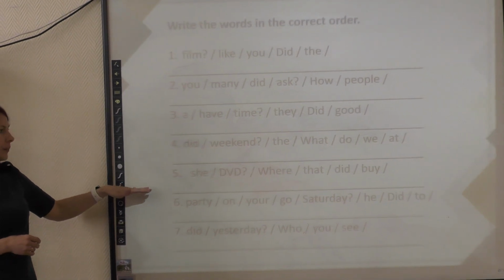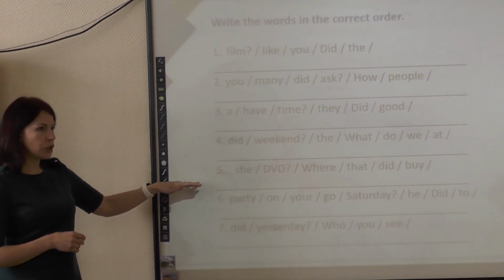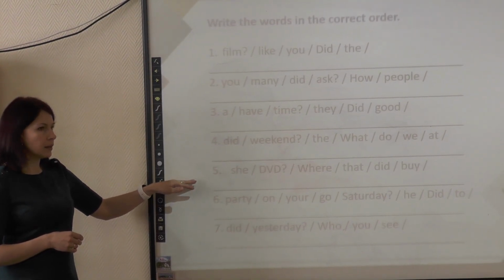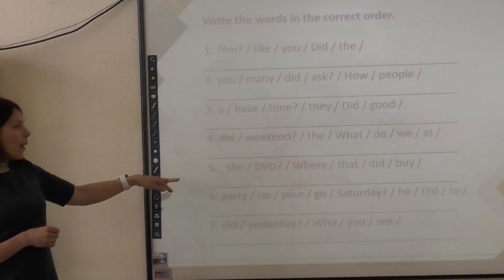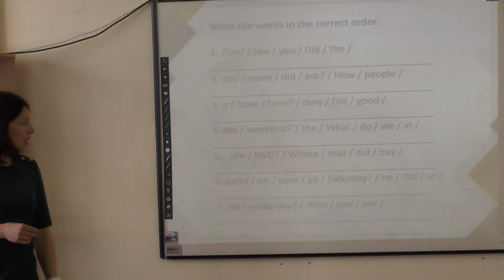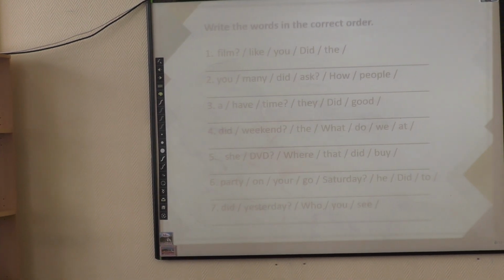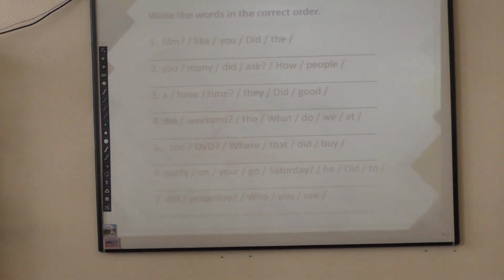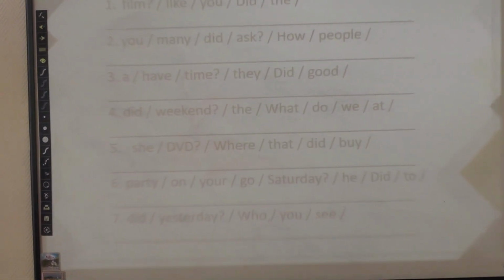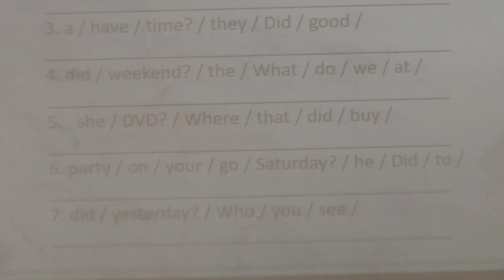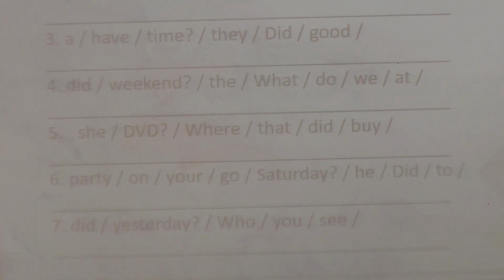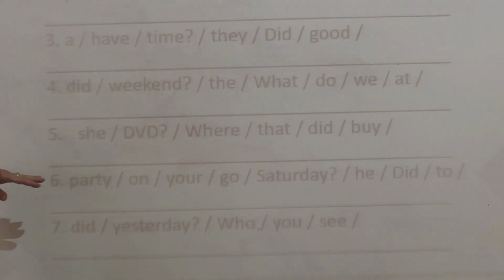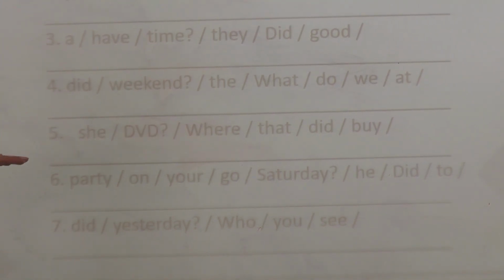Anton, number 5. Can you read? When did she buy that DVD? Very good. Where did she buy that DVD? And 2 last sentences. Number 6, Danya. Did he go to your party on Sunday? Saturday, yes, you're right.